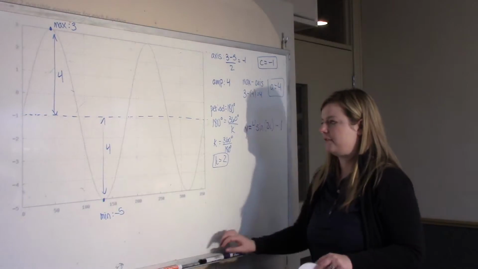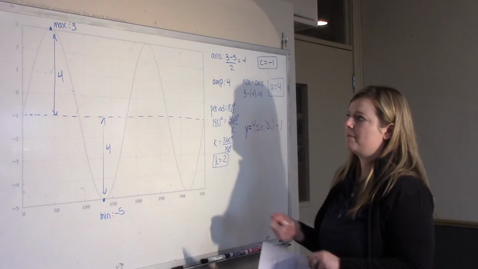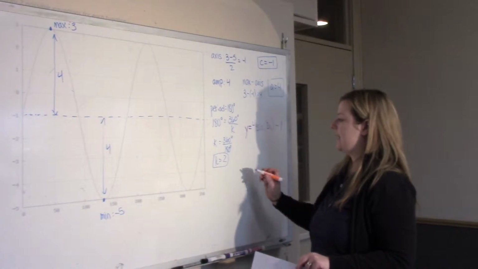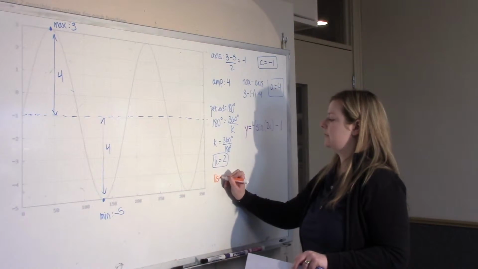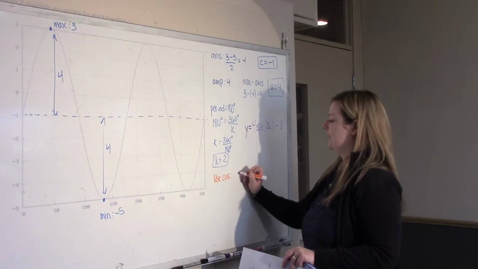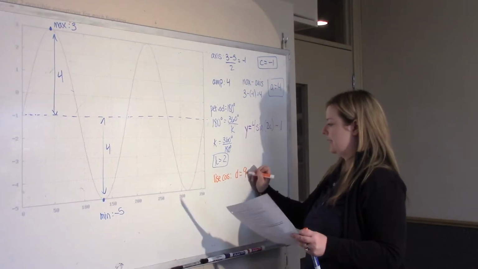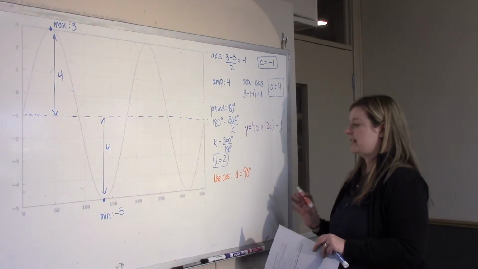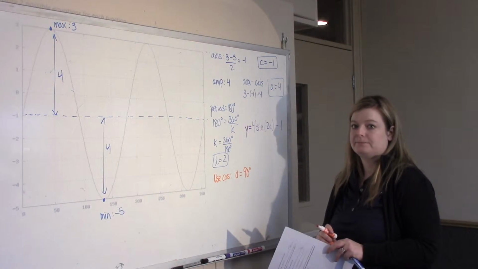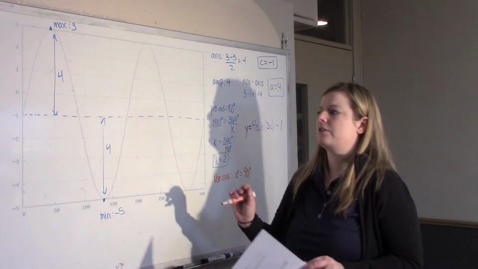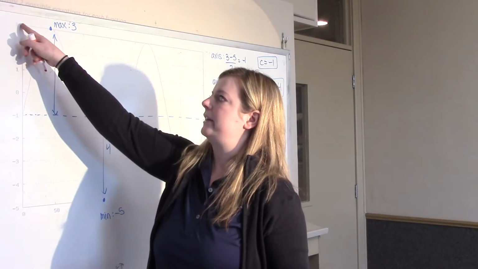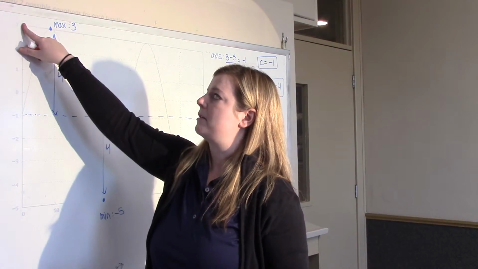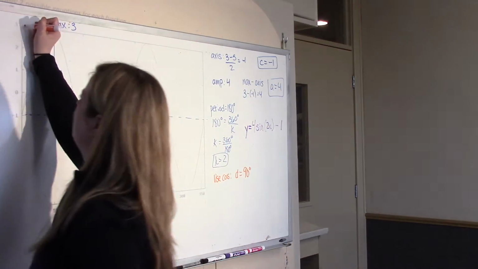So we need to shift it to where the maximum is. So to use cos, your D value has to be 90 degrees, to show that it's been shifted to the right 90 degrees. Because originally, cos would have been here. Normally your cos would have been at 0 at a maximum, but now it's here.